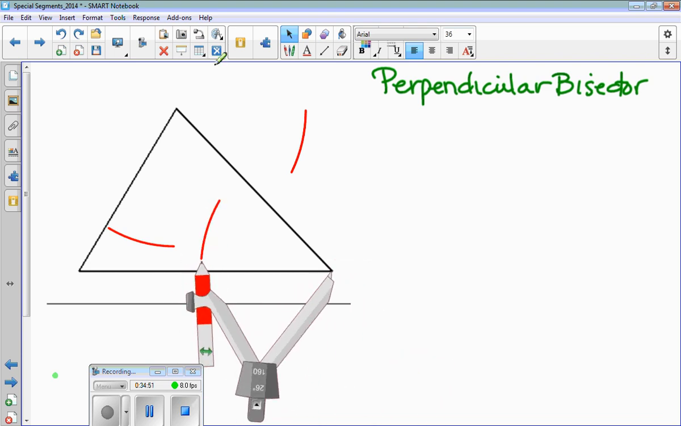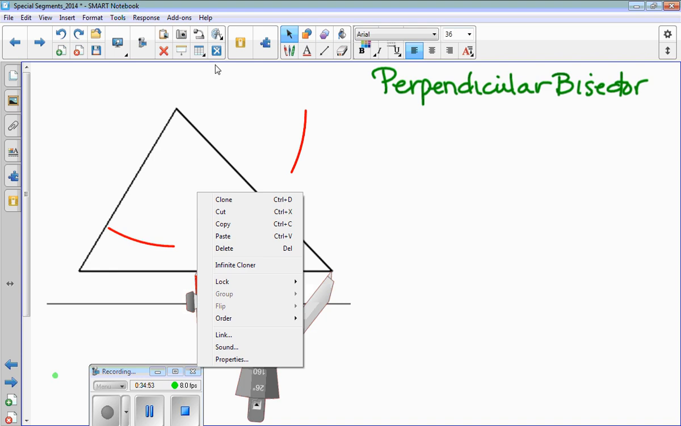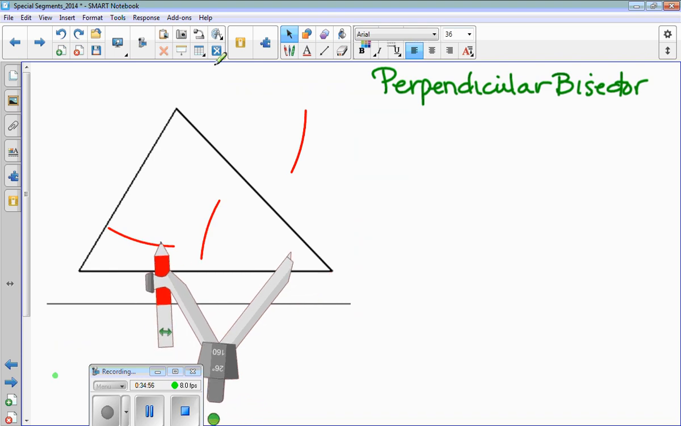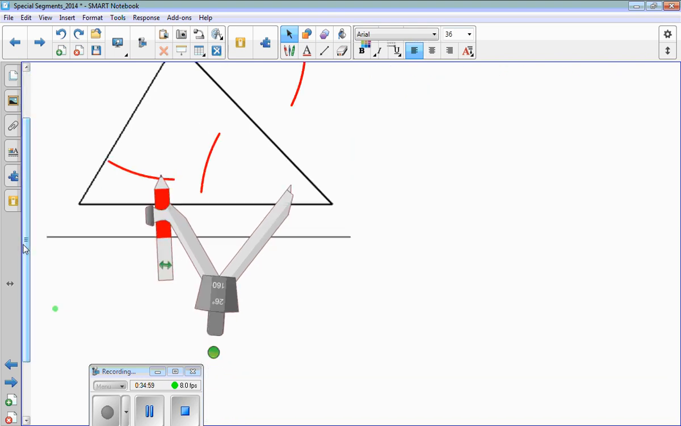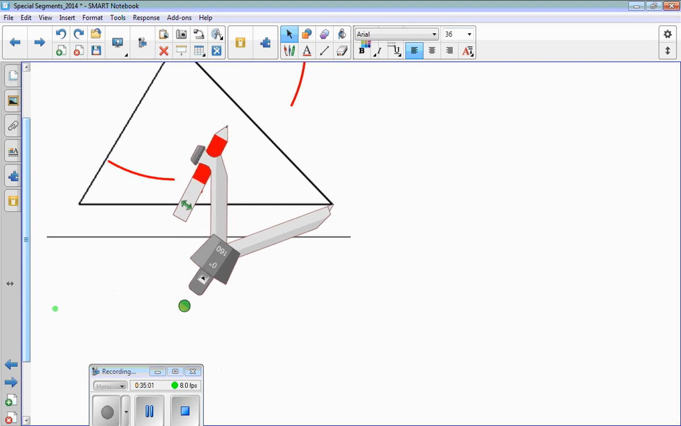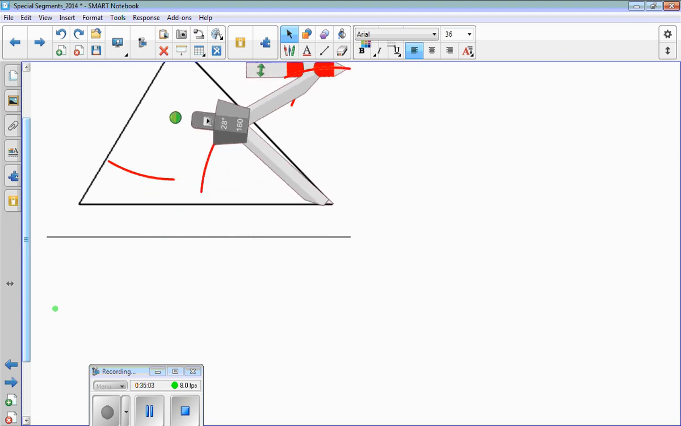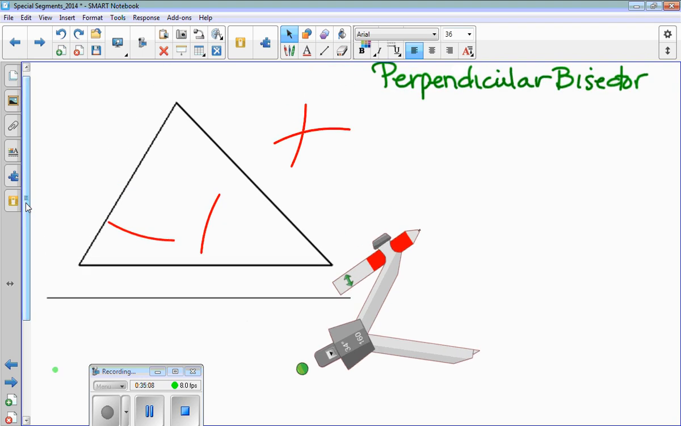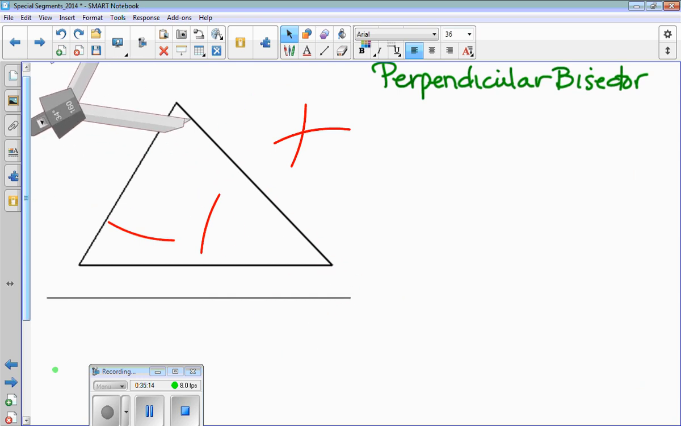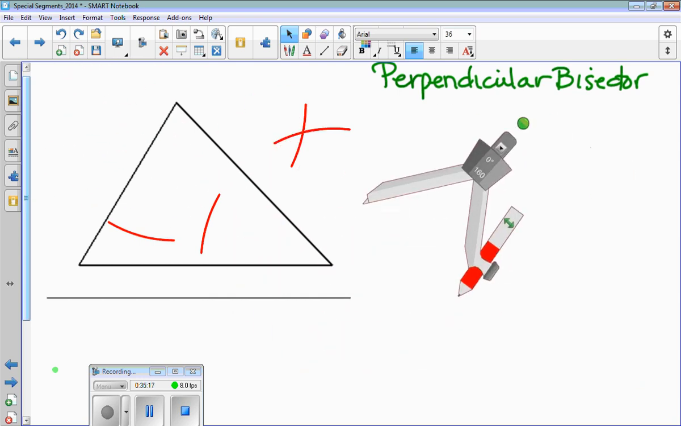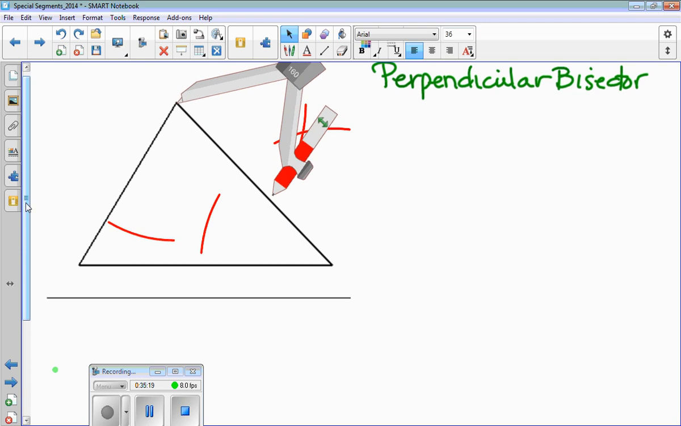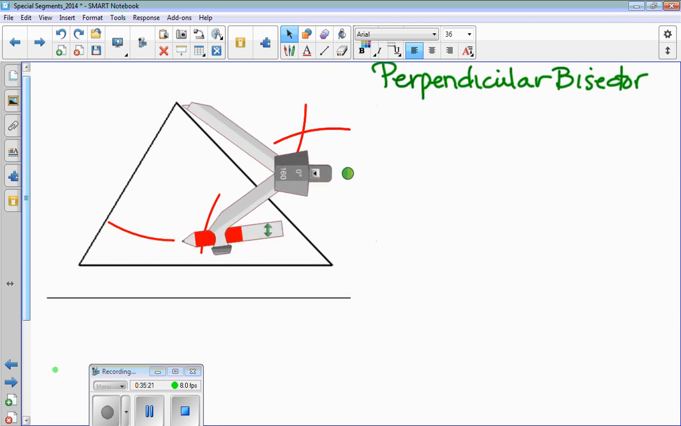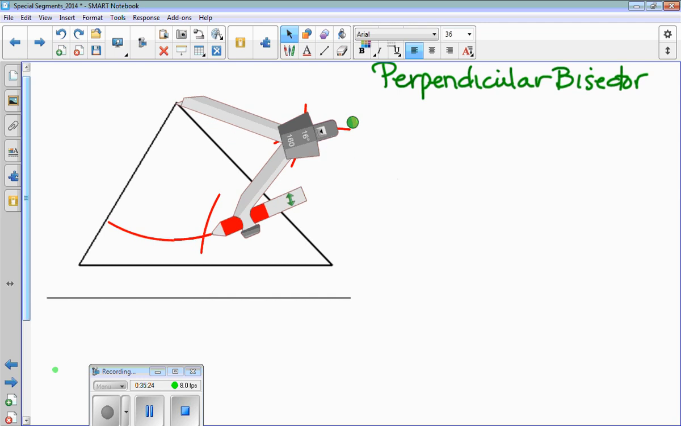There's a problem with what I've done. My smartboard is not happy. What's the problem with my construction? It didn't intersect. I have to make it longer. That's all. Not a big deal. Come back up here, rotate it around, and just make it longer to intersect.